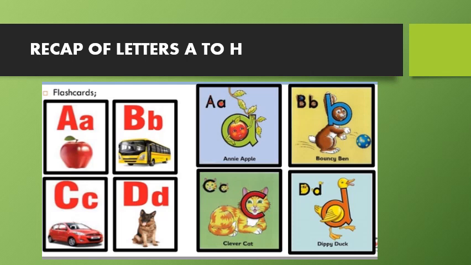Now, can you see the next flashcard? Which letter is this? This is letter C. And which letter land character is friend of letter C? Clever Cat is friend of letter C. And what is the phonic sound of letter C?